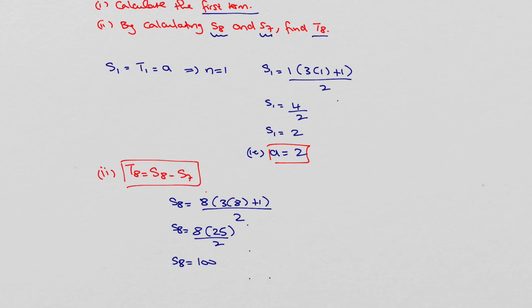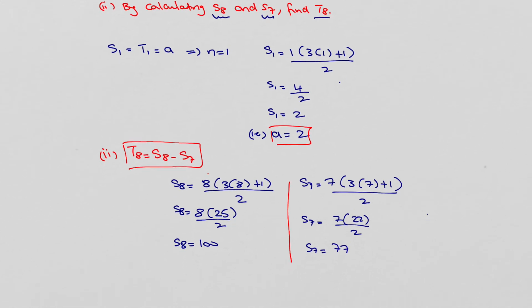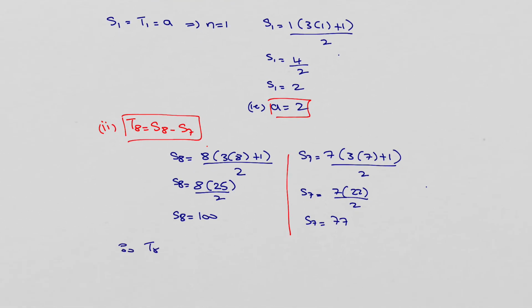And then if I do the same for S of 7, we have 7 times 3 times 7 plus 1 all over 2. So we're going to have 7 times 3 times 7 is 21, and 1 is 22. Divided by 2, so we get 11 times 7, which is 77. So therefore we can say the eighth term is the difference between the sum of the first 8 terms and the sum of the first 7 terms, which gives us term 8 is 23.